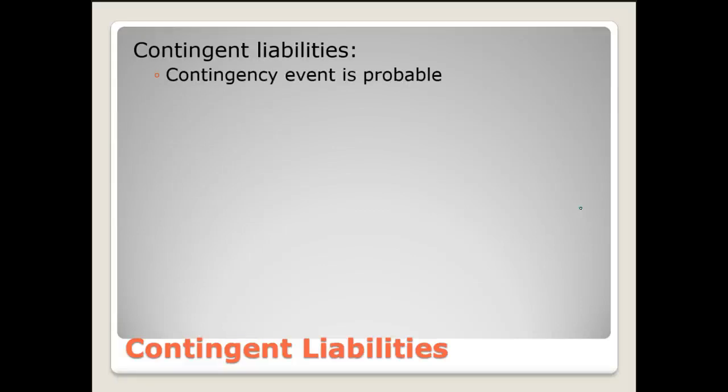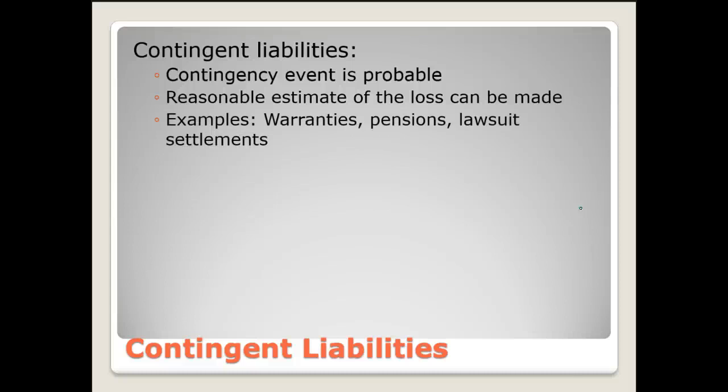Last but not least, your chapter deals with things called contingent liabilities. These are liabilities where it's not clear that there is a definite obligation for the company, but there is a probable future obligation. And it's possible to reasonably estimate the amount of liability. So the best examples are warranties on products, pensions that might be owed to retirees, although you have to estimate how long you will be paying retirees since it all depends on a person's lifespan, as well as lawsuit settlements.